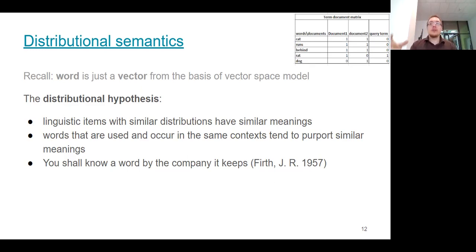If something appears in the same distribution, some fuzzy word, then this something is similar. Better said, words that occur in the same context, since context is a more defined term, tend to have similar meanings. Great. So context is much better than distribution. And the most published formulation of this hypothesis is that you shall know a word by the company it keeps. So there is a company of words, and you can fill the gap by knowing the context.